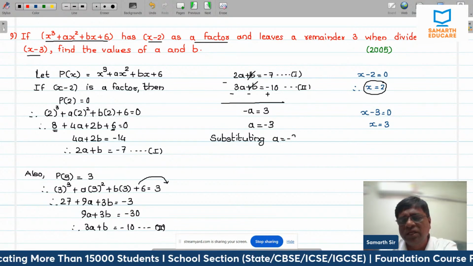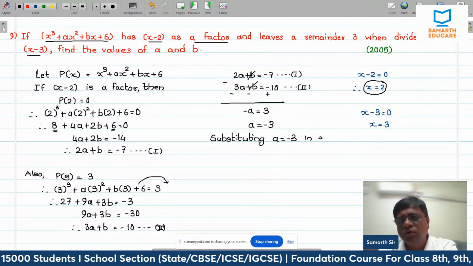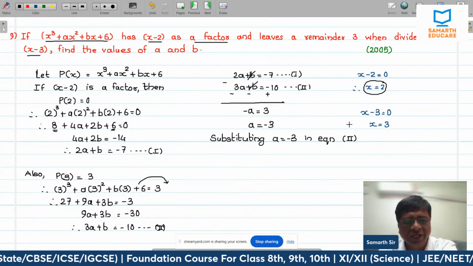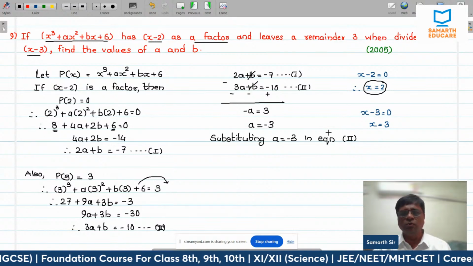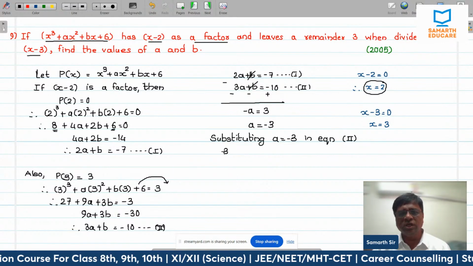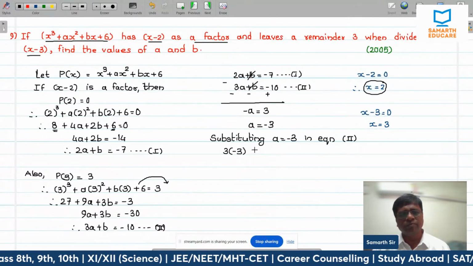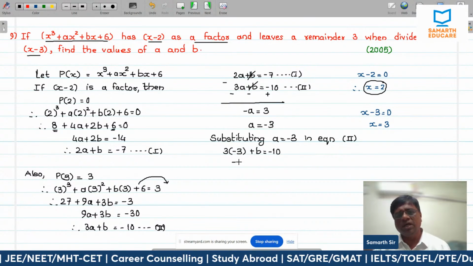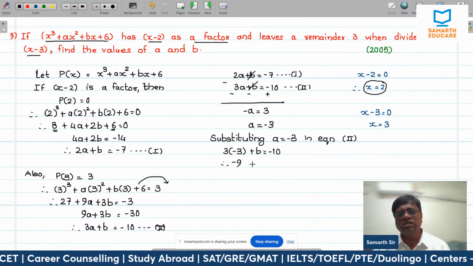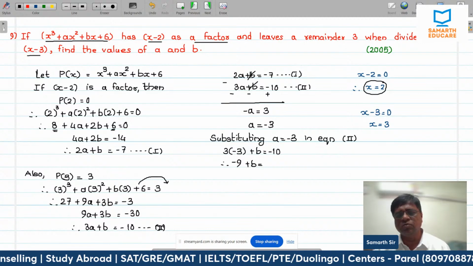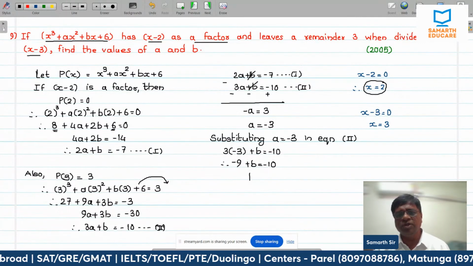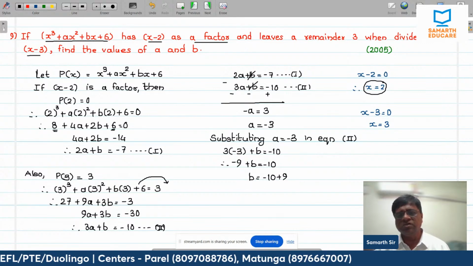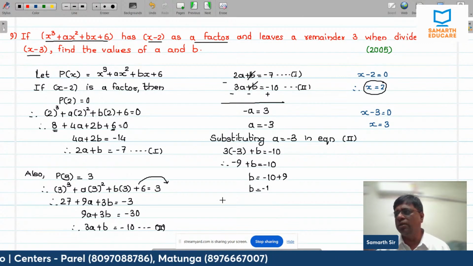Let me substitute a is equal to minus 3 in any equation. So chalo, equation 2 lete hain for a change, because in the previous question I substituted in 1. So 3 into minus 3 plus b is equal to minus 10. 3 into minus 3 is minus 9, plus b is equal to minus 10. The value of b is minus 10 plus 9. That means the value of b is minus 1.